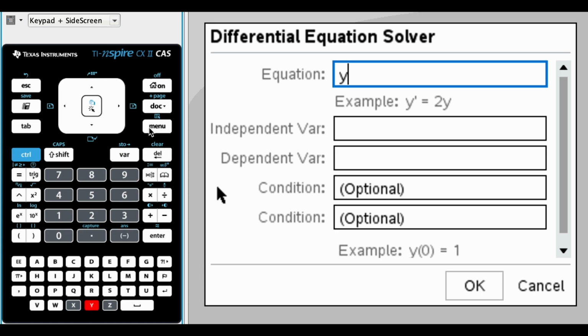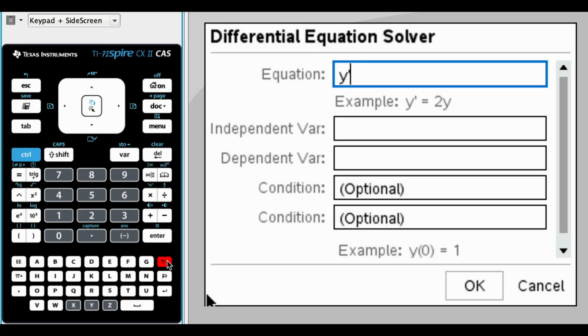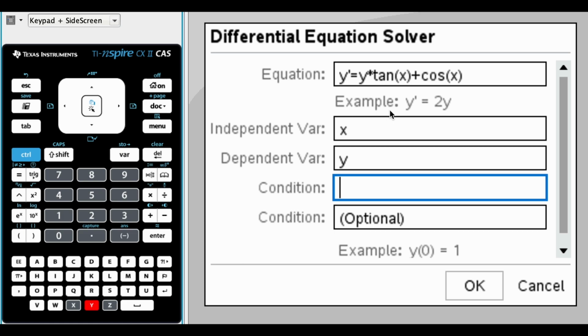So here's what we're going to type in. Y prime, which is in the question mark key. Y prime equals y times the tangent of x, plus cosine of x. And then I'm going to press tab. The independent variable is x, the dependent is y, and then we need to put in a condition. Notice it's telling you an example of what your differential equation would look like, an example of what your condition should look like. So y of 0 is negative pi over 2.